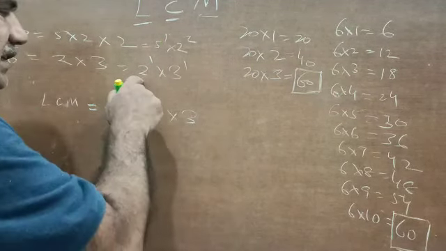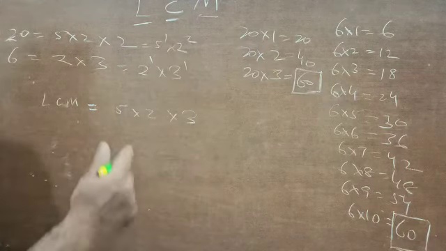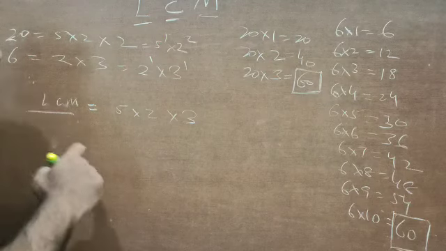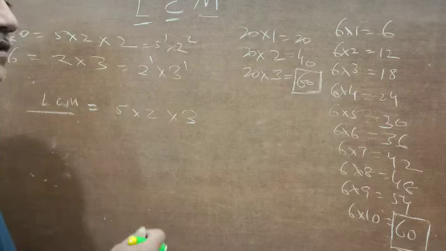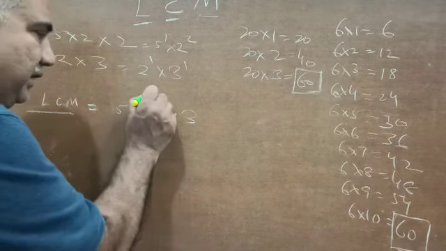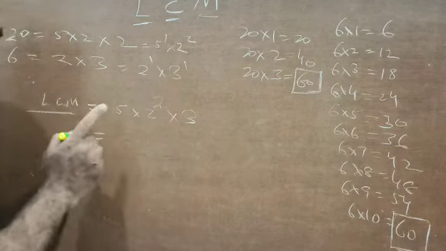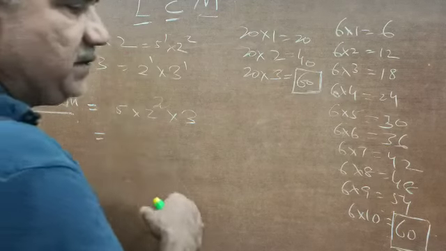But in this case, the power is 1 here and 2 there, so doubt arises about which power we should take. For LCM the algorithm goes like this: take all the factors, and wherever a factor is common, take it with the maximum power.